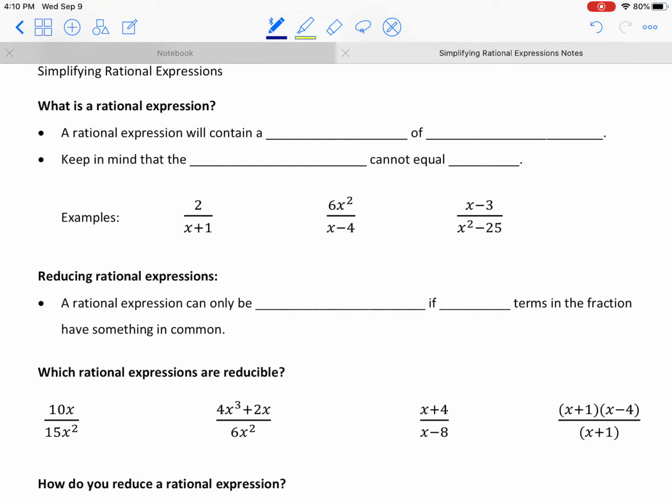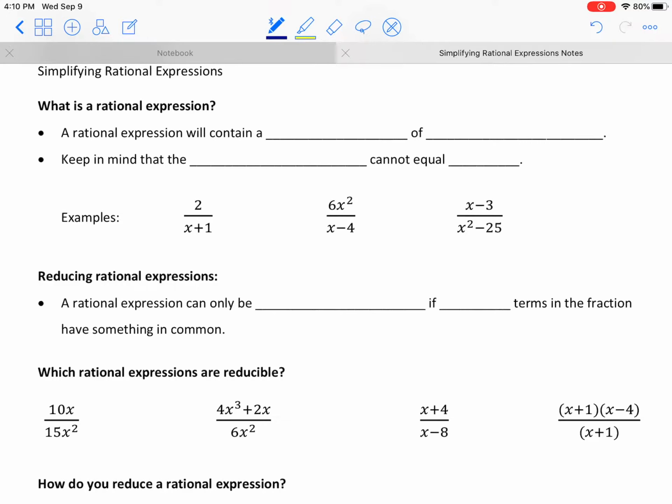Hello and welcome to our lesson on simplifying rational expressions. In this unit, not only will we look at rational expressions, we will transition to solving rational equations, and then in the next module, we'll be looking at rational functions. Now, what does it mean for an expression or an equation or a function to be rational?